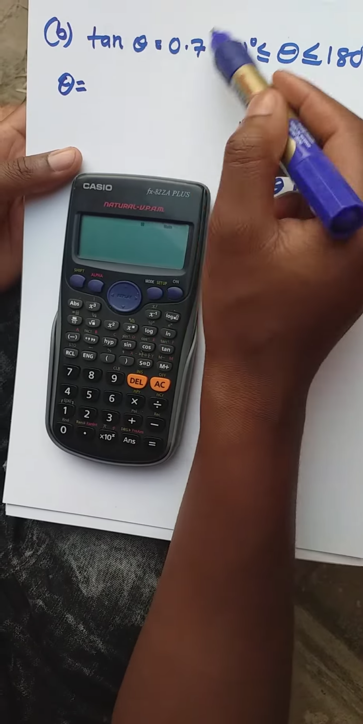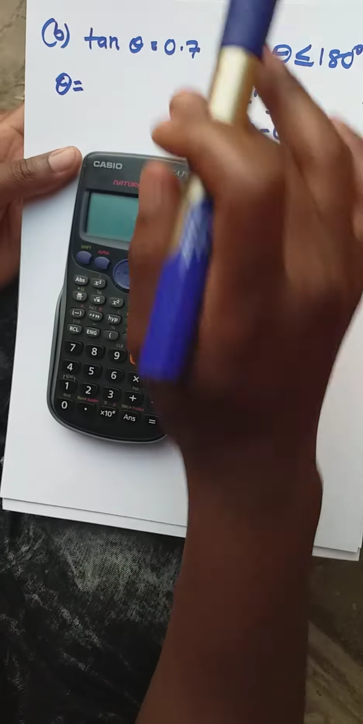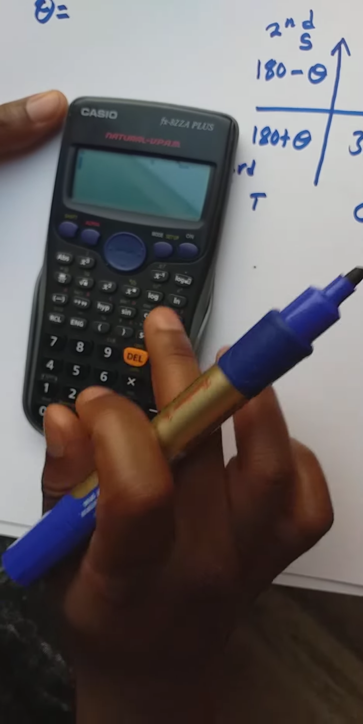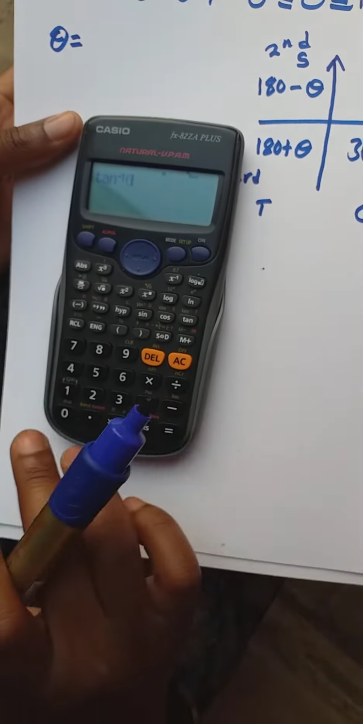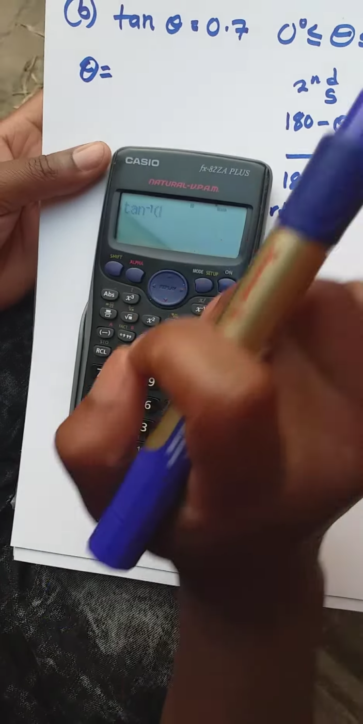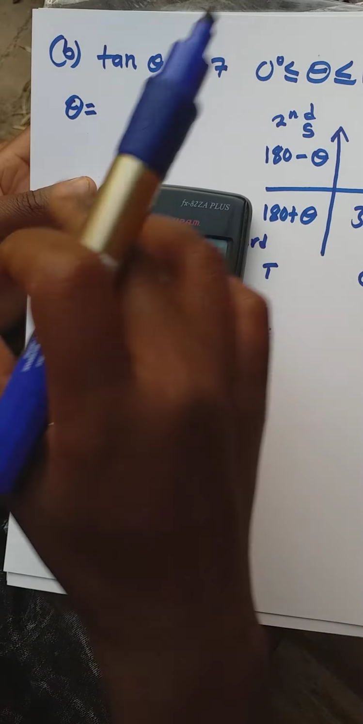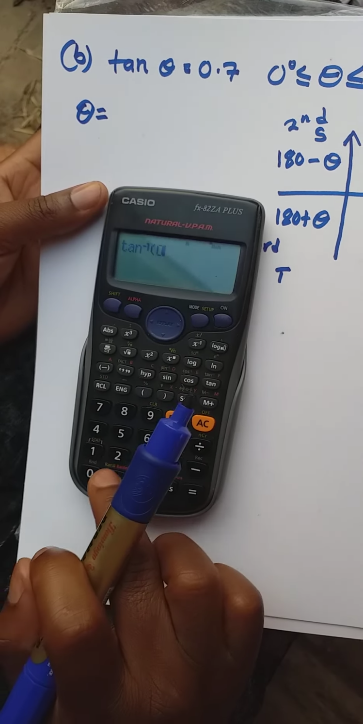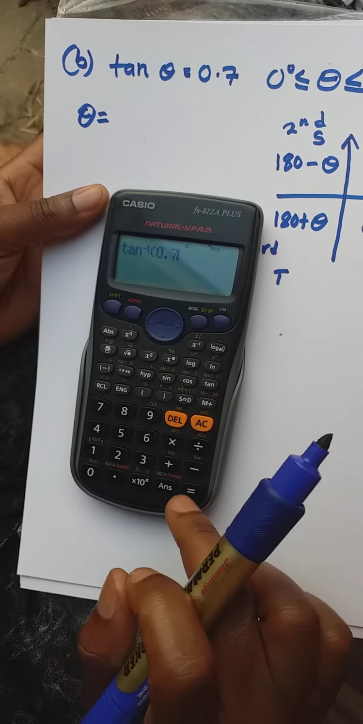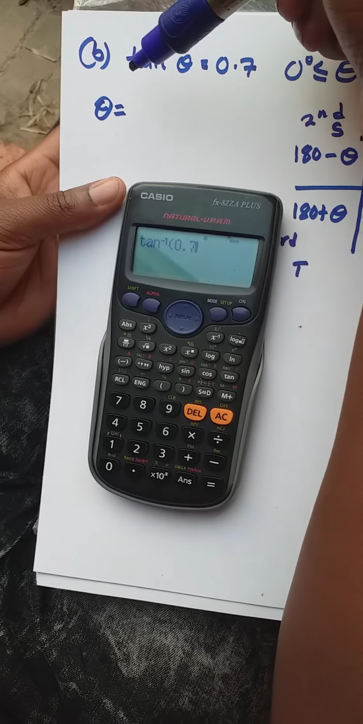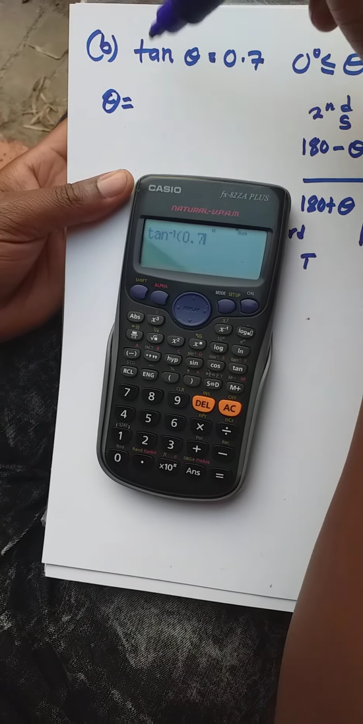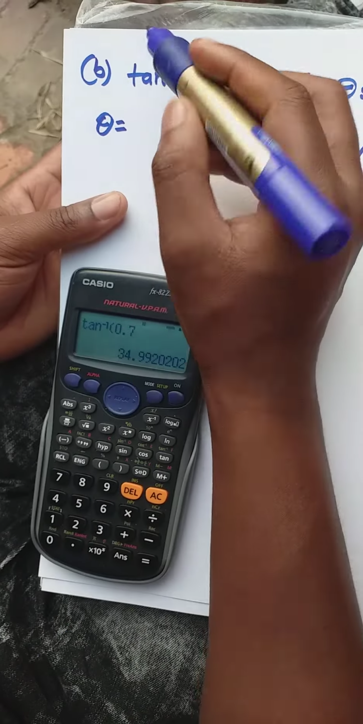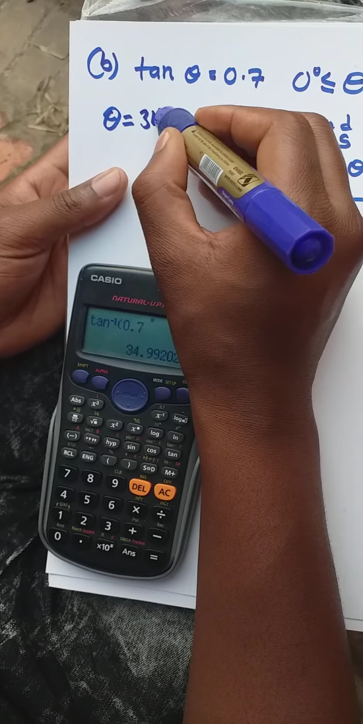So the first angle is always simple, because whatever you've been given here, you just say shift tan, or if there is cos for this equation, you always do the same. If it's sine, you do the same. So you say shift tan 0.7. Okay, so it means you want to convert this ratio into an angle. This ratio, what is it in an angle? So that is the shift part.